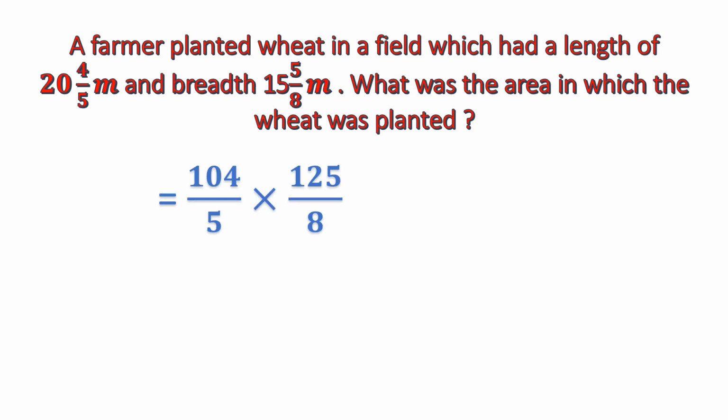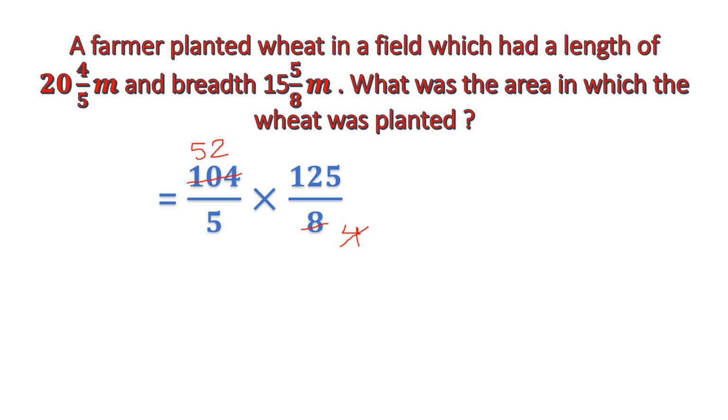So now let's multiply 104 over 5 times 125 over 8. How to do the multiplication? We can cancel any numerator with any denominator. So by seeing the fractions, we can see the number 104 and the number 8. These two are even numbers. So these can be cancelled by 2. 2 times 4 is 8. 2 times 5 is 10 and 2 times 2 is 4. So we can say 2 times 52 is 104.